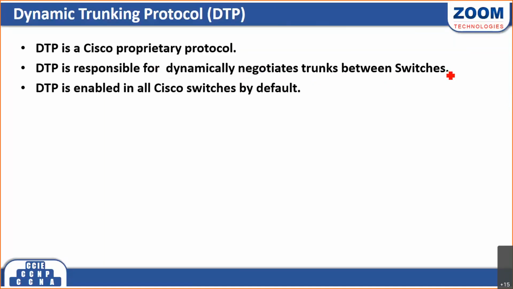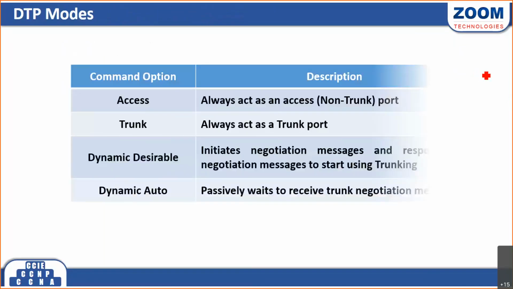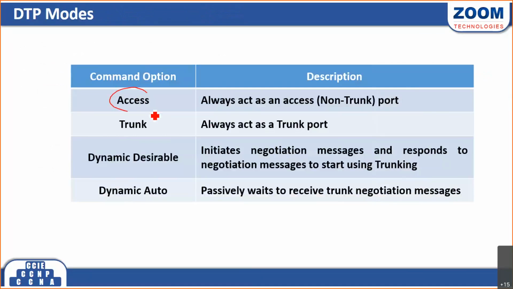And it is enabled by default. DTP is enabled by default in all Cisco switches. And it has two modes, dynamic desirable and dynamic auto. What is dynamic desirable? Let's see the modes of DTP.